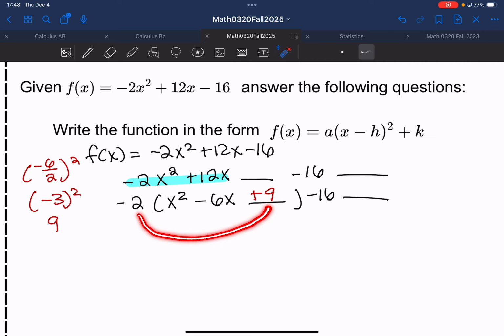So if I want to cancel that out, what am I putting here? A positive 18. Because the goal here is to add nothing.